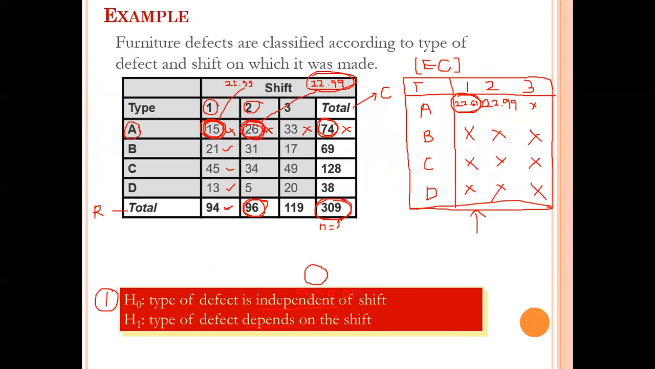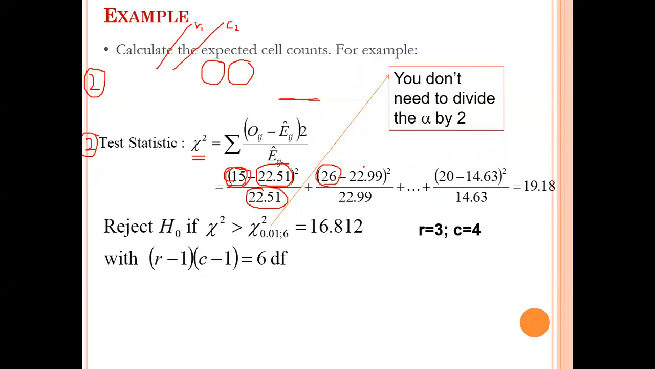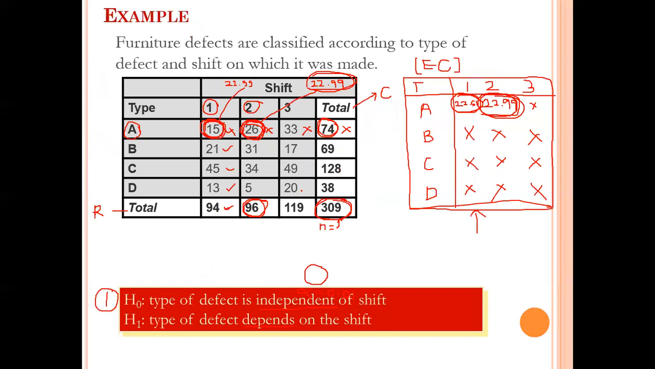So for 26, what is the expected count? It is 22.99, this one. So 26 minus the expected count 22.99, then squared, and divide by the same value, the expected count for 26, that is 22.99. You must add all these values until the last observed cell count, that is 20. You add until 20, the last value.